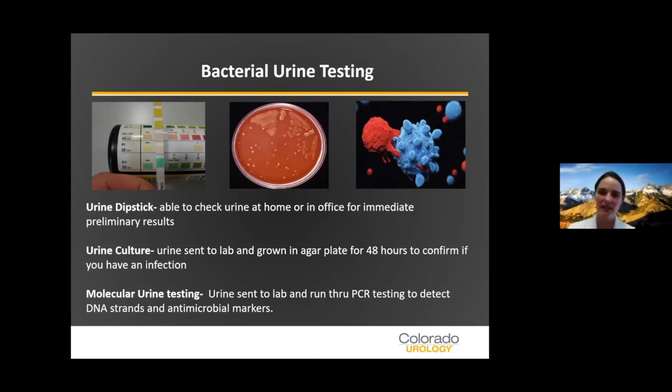Or there are some newer tests available, molecular urine cultures, where you come into the office, you pee into a cup, we send it to a lab, and they run it through PCR testing that's looking for DNA and antimicrobial markers. It's a much, much more sensitive urine culture. That means it's going to pick up lower levels of infection. Not everybody needs this test run, but it can be helpful if maybe you're one of those people who have symptoms, but not a full-blown traditional urinary tract infection, then the molecular culture can be helpful.